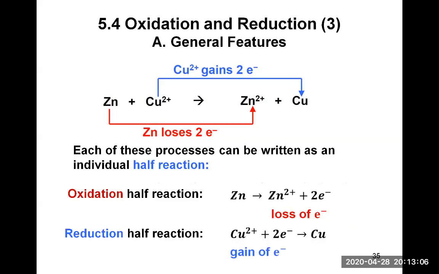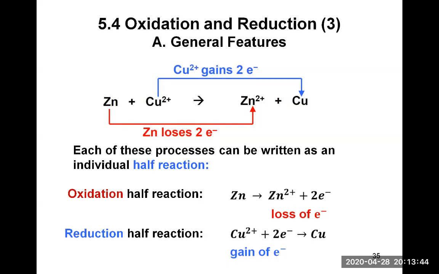Each of these processes can be written as an individual half reaction. You can split what's going on by writing a half reaction for the oxidation and a half reaction for the reduction. Here we know that zinc is the species that is oxidized, so we can show that zinc becomes the zinc 2+ ion when it loses 2 electrons. So we add 2 electrons on the side of the cation to show that zinc lost those 2 electrons.